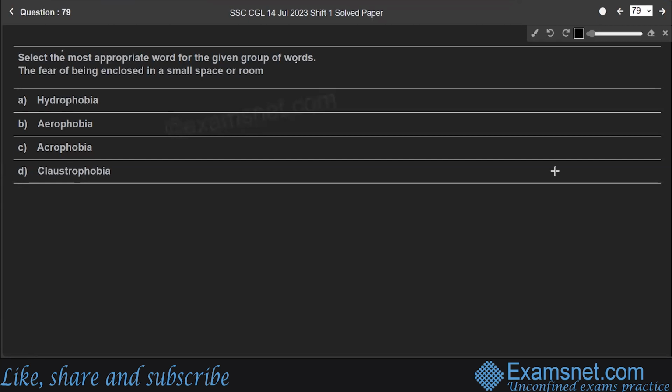Question 79. Select the most appropriate word for the given group of words. Here, the fear of being enclosed in a small space or room is called claustrophobia. Option D is the right answer. So, claustrophobia means an extreme or irrational fear of confined places, right? So, the most appropriate word for the given group of words is claustrophobia. Whereas hydrophobia means an extreme or irrational fear of water, right? So fear of water.